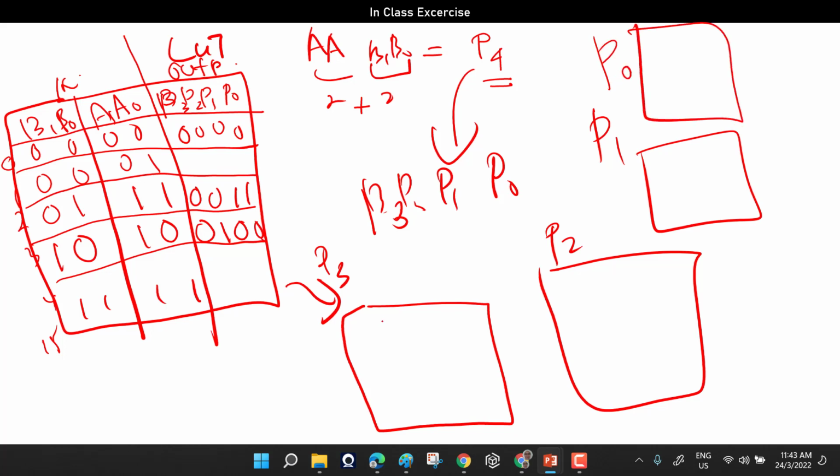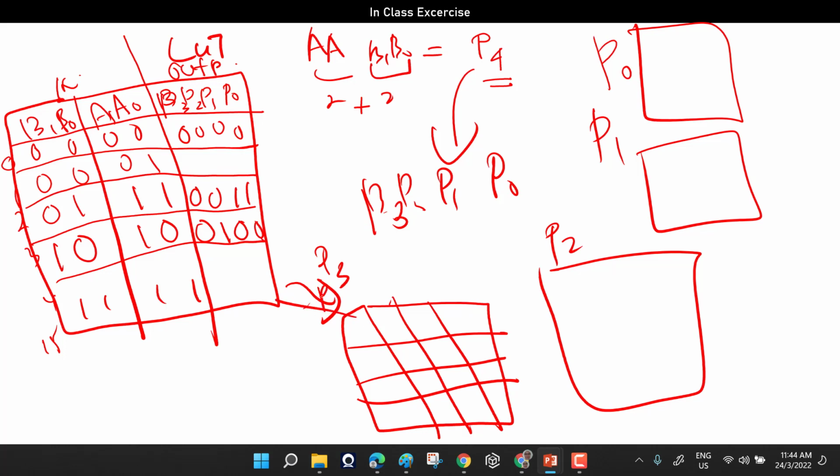Okay, how do you determine the size of your Karnaugh map? It is by looking at how many elements it has. Looking at this, I have 4 elements: B1, B0, A1, A0. So when I have 4 elements, the size should be 16. Normally, I would put it like this: B0, B1, then there will be A0 and A1.